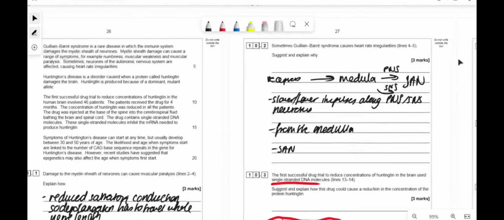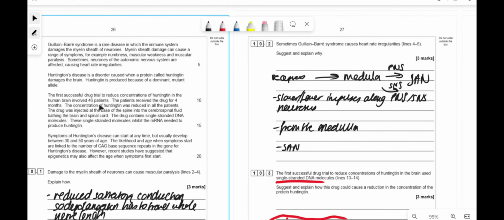If we look at the data that was given to us in the question, it tested 46 patients. The concentration of Huntington was reduced. It was only for 4 months. However, we know nothing about the symptoms. It hasn't mentioned anything about symptoms. It only says it's been reduced, so they're still probably making Huntington proteins. 4 months is a very short amount of time, and 46 is a very small sample size. So that's a lot of things you could talk about.